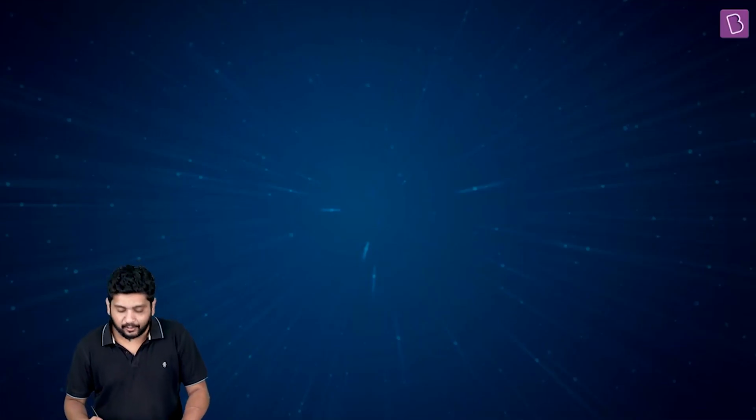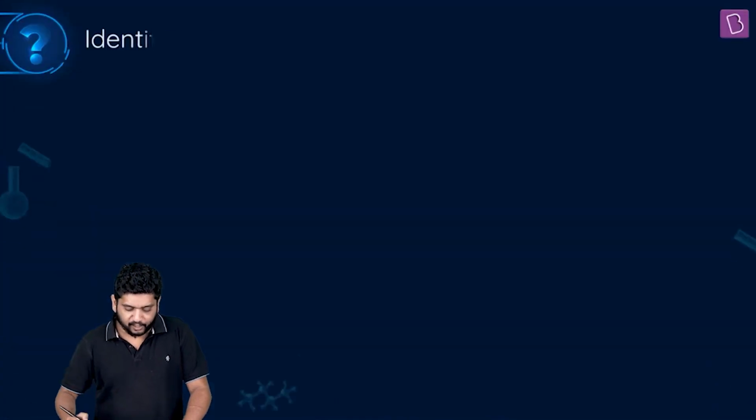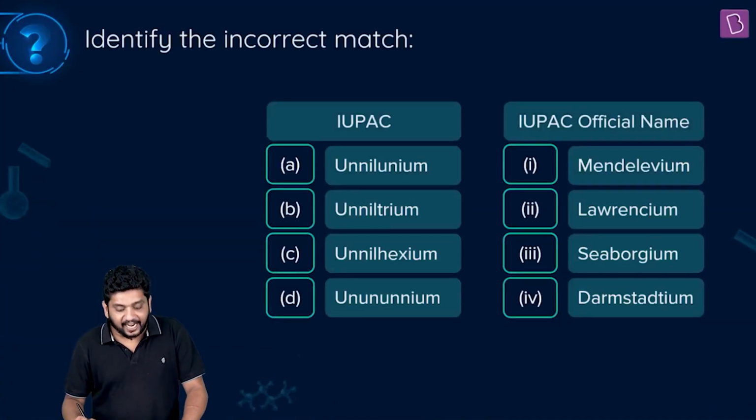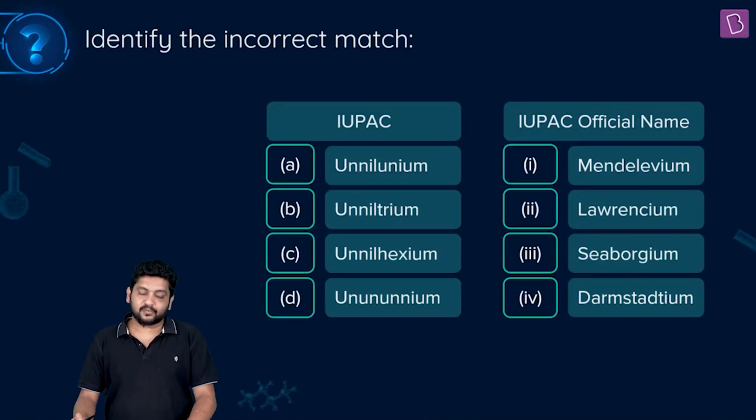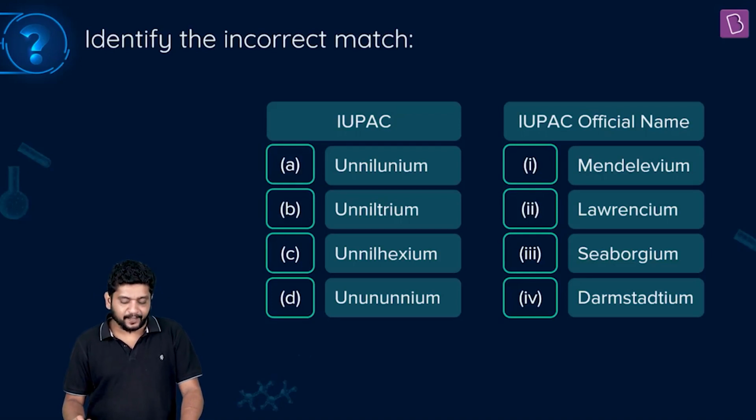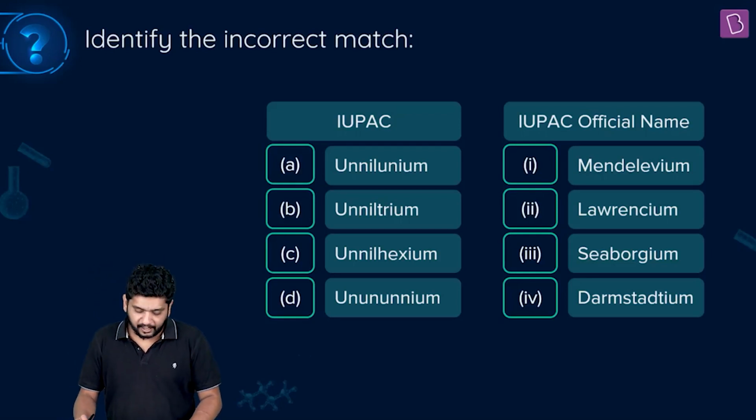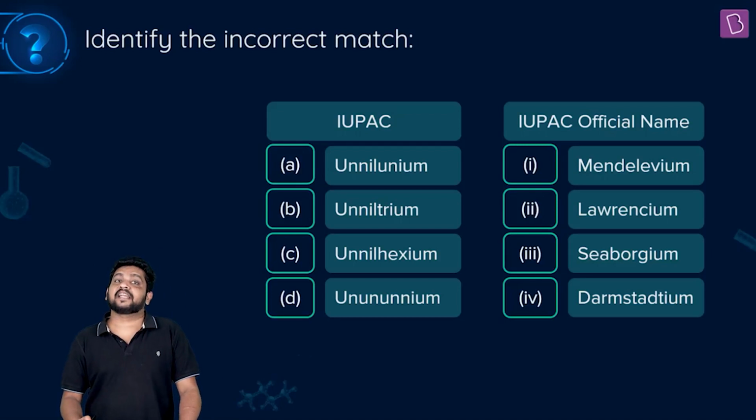Let's go to the next question now. Let's see, what does the question say? It says identify the incorrect match, right? I don't expect this question to be very interesting. This is purely information based. What is given here are the IUPAC names, symbol wise IUPAC declared names, and from there the current IUPAC official name is asked.